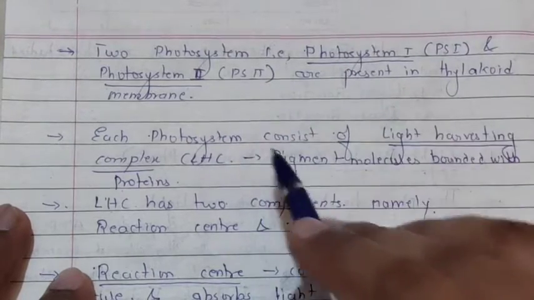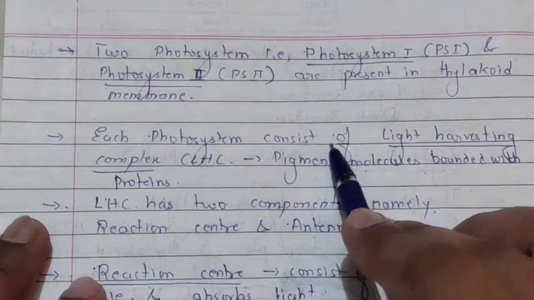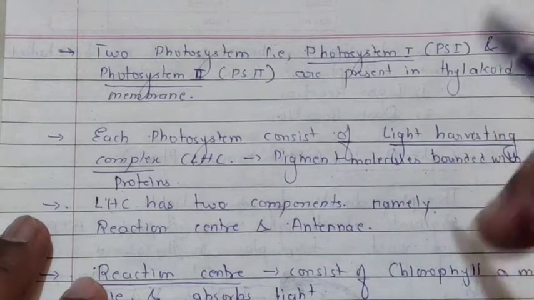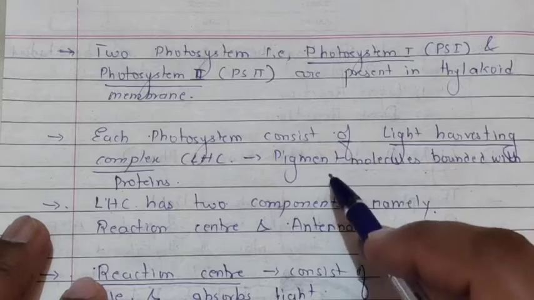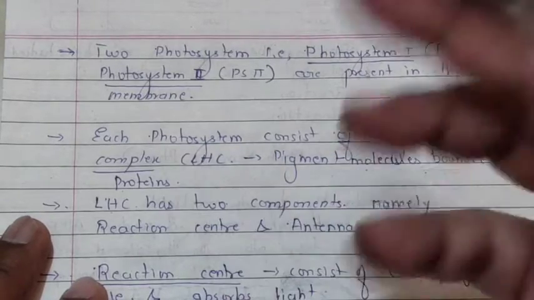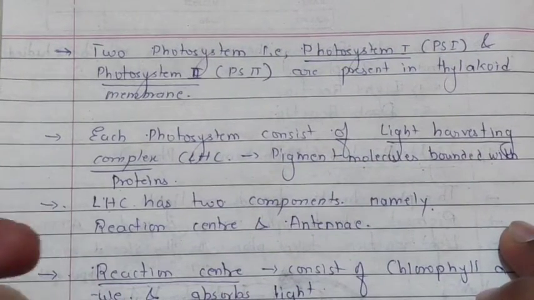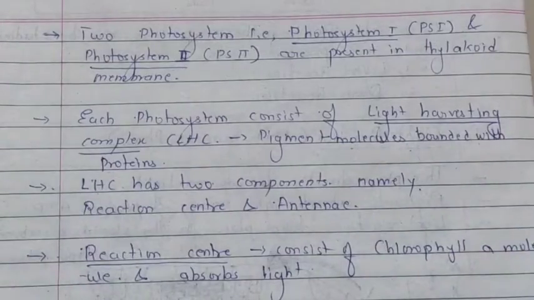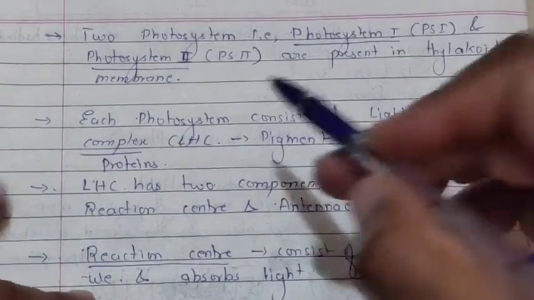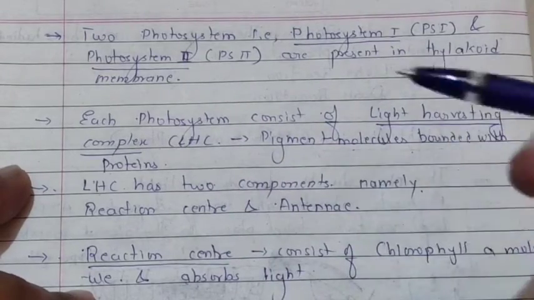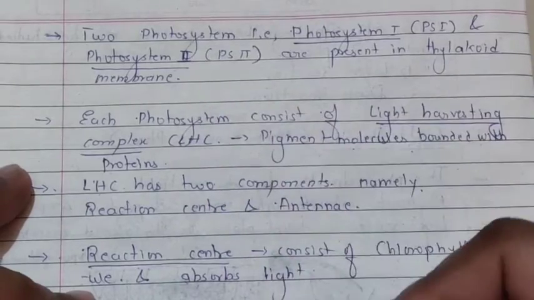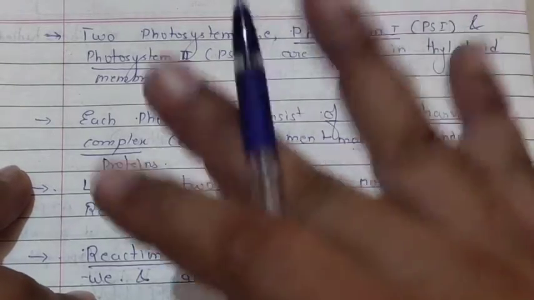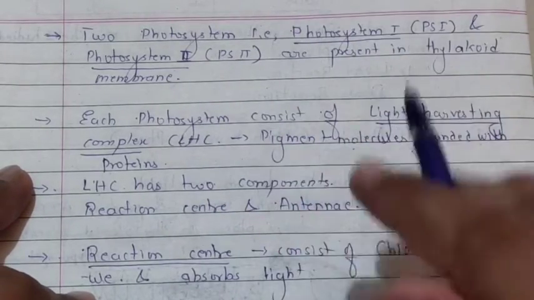So two photosystems are there, each consisting of a light harvesting complex, short form LHC. These are nothing but pigment molecules bonded with proteins, pigments bonded with proteins, forming a complex. That complex is called what? Light harvesting complex. And where is this light harvesting complex present? In the photosystem, in both photosystems, photosystem 1 and photosystem 2.